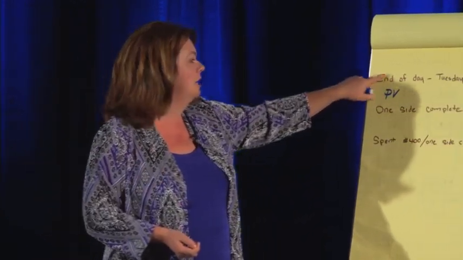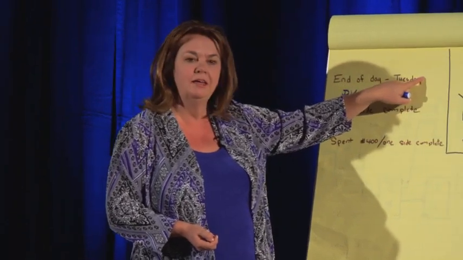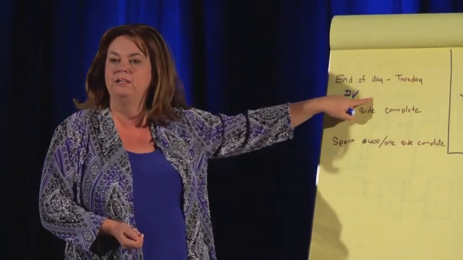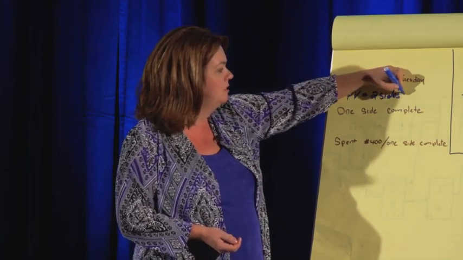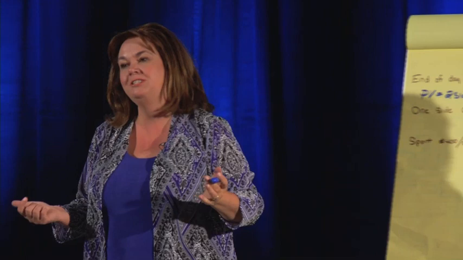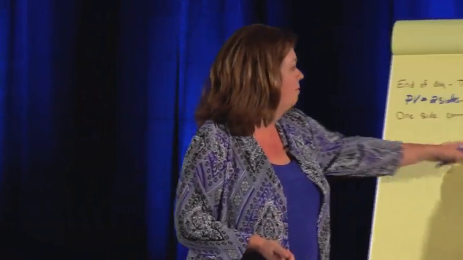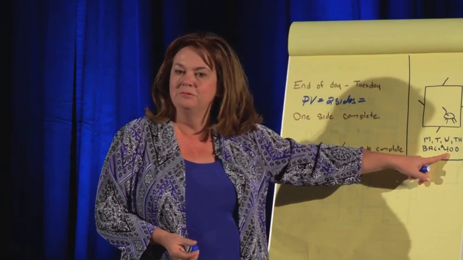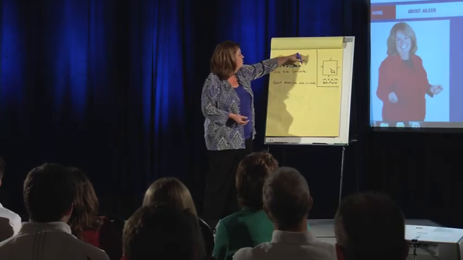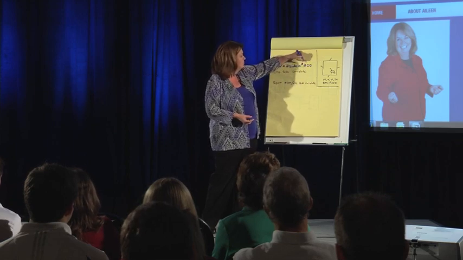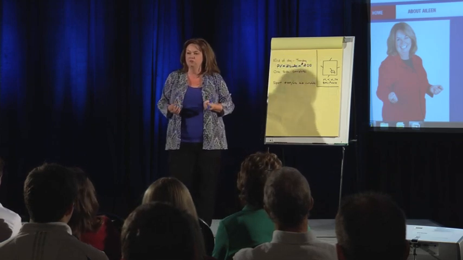I'll ask you, it's the end of the day on Tuesday. How many sides should be complete? 2 sides, great. So we should have 2 sides complete. Again, 2 sides won't be one of the answers on the exam. We know in earned value, all the answers will be in dollars. Based on the original budget, what's the value of 2 sides? $200, great job. Our planned value is $200.